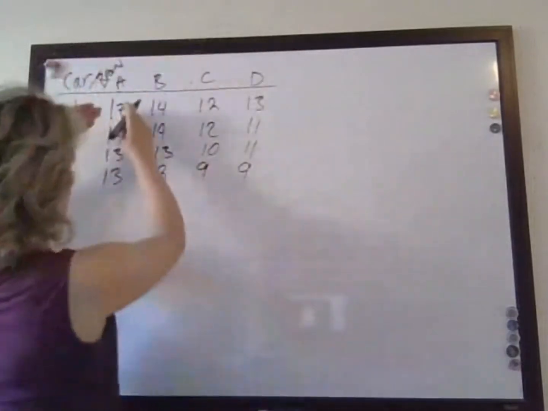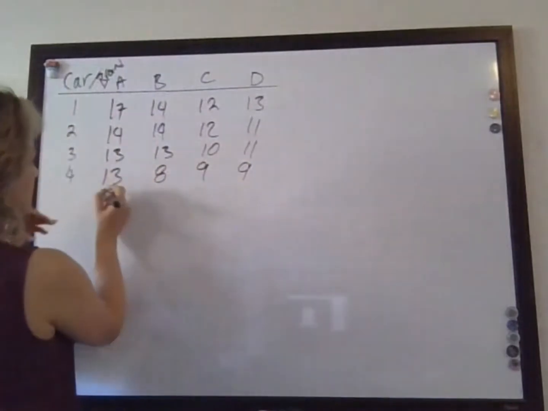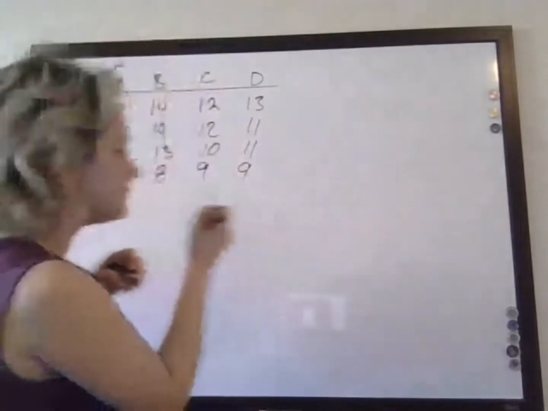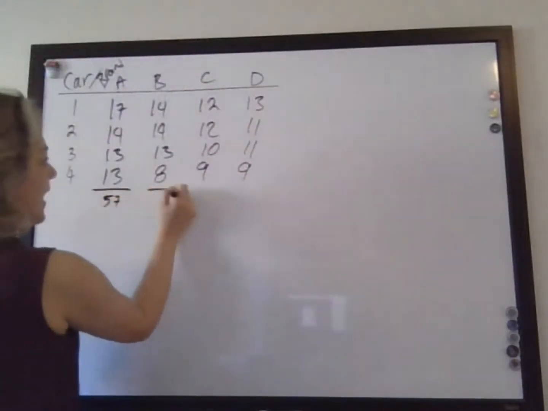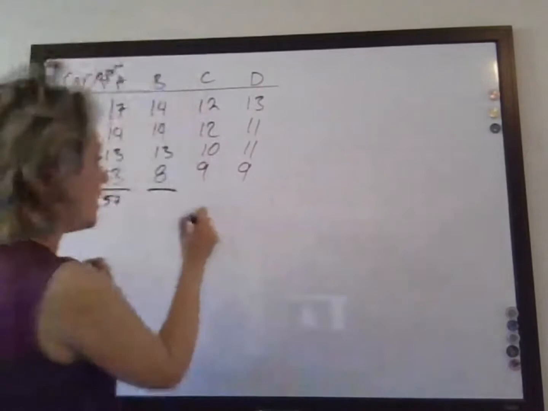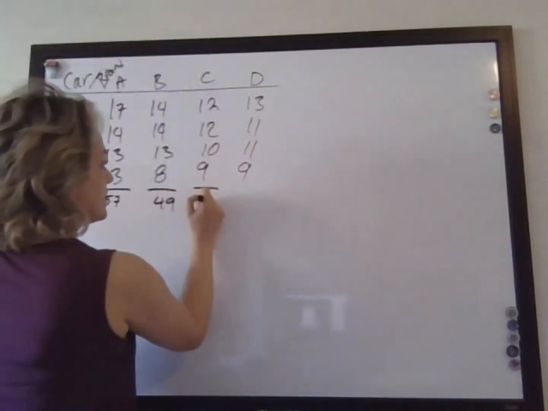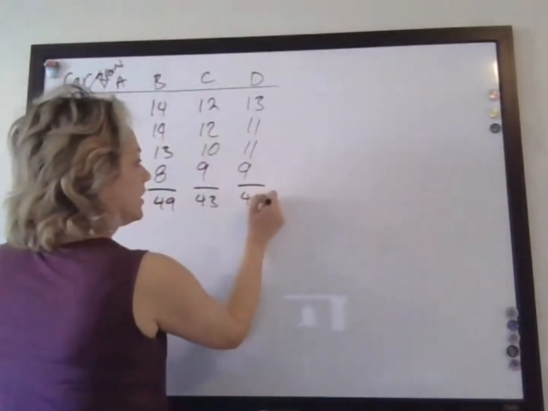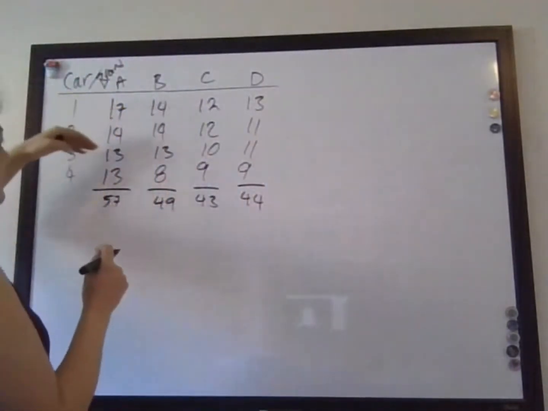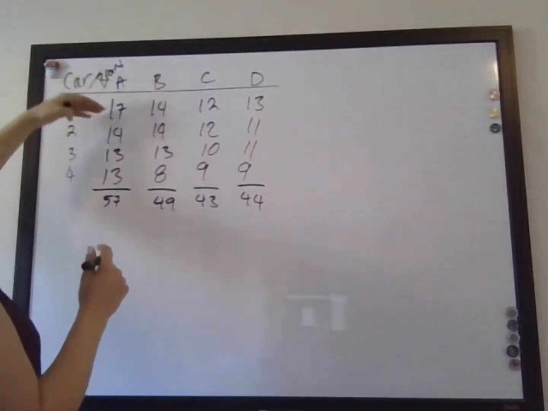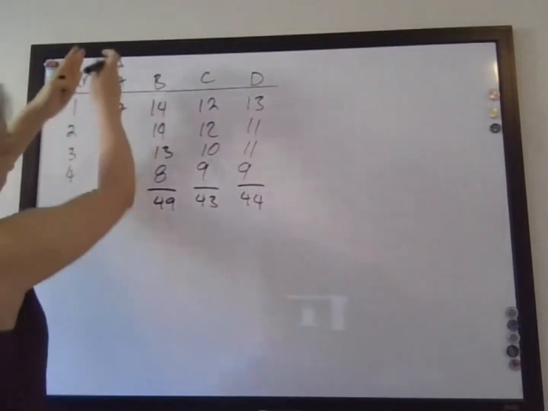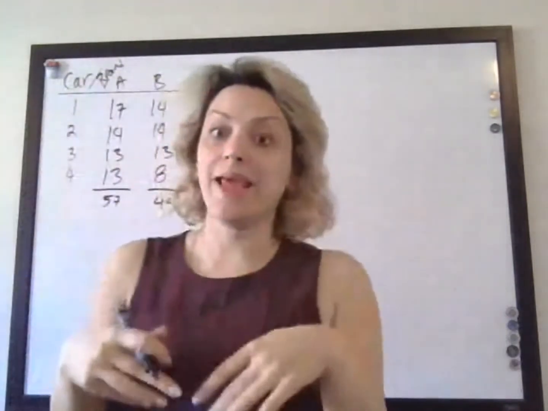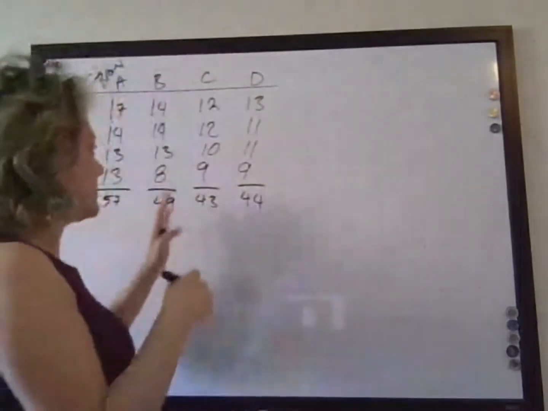So for each of these, like 17 plus 14 plus 13 plus 13, I will add it here, and it's 57. And then this one is 49. This one is 43. And the next one is 44. So these numbers are what I get when I add, this is the tire brand, right? So I will add all the data that I have under tire brand A, for example. And then I would have it for B, C, D.